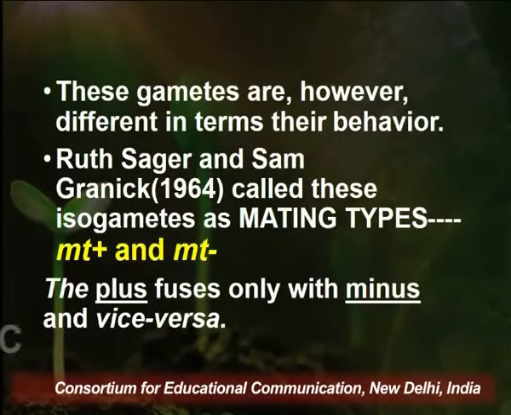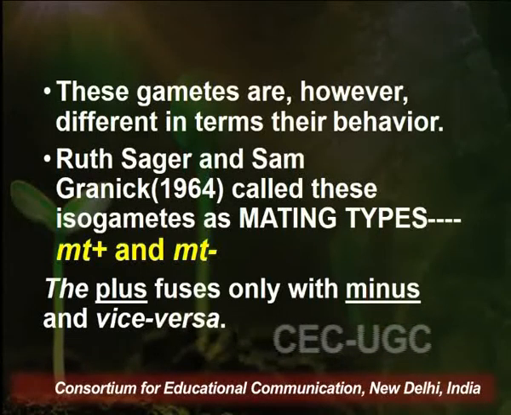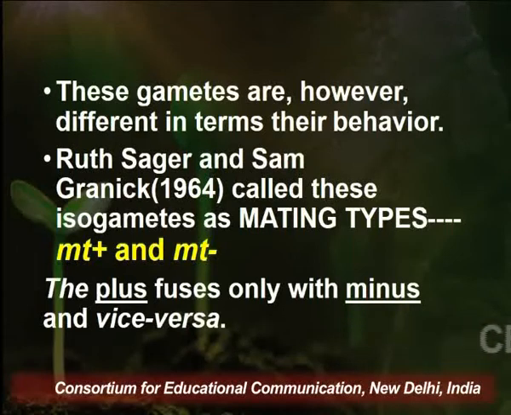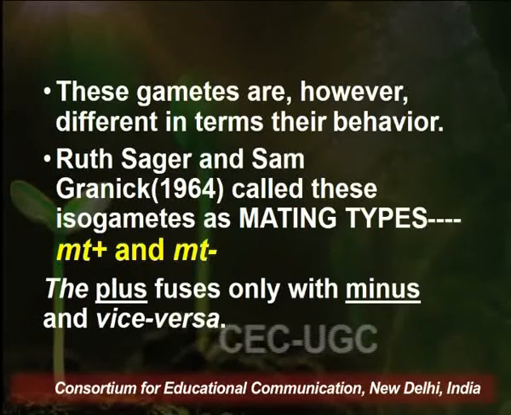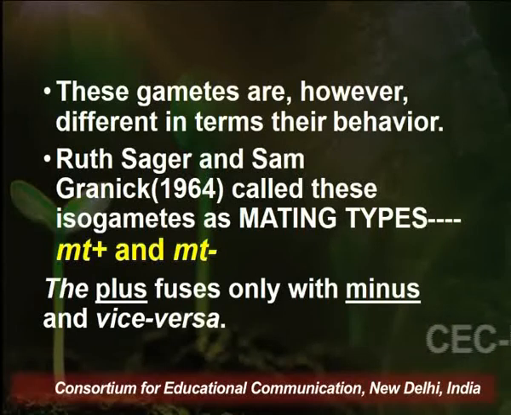On your screens you would find that these two gametes are the same as far as their appearance is concerned, but they should be classified as two different mating types. And this was established by two scientists, Ruth Sager and Sam Granick, who said that these isogametes should better be called mating types, MT plus and mating type minus, so as to show that all their behavior is the same, but the plus would fuse only with minus and vice versa, and not among themselves.